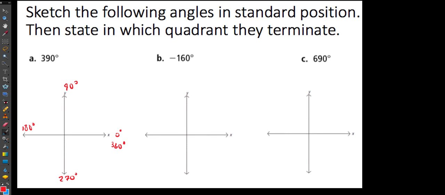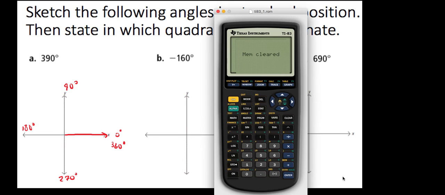One thing that makes it really easy is to use these quadrantal angles to talk about where we might lie. So first things first, because this is positive, we'll rotate counterclockwise from the positive x-axis, and we'll go at least 360 degrees around, or one full rotation. We could take our 390, subtract off the 360, and that would give us the fact that we'd have to rotate at least another 30 degrees.